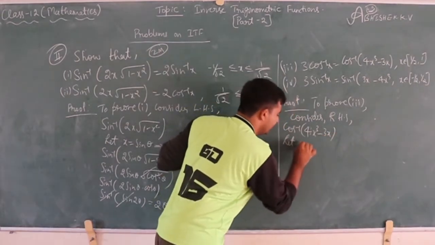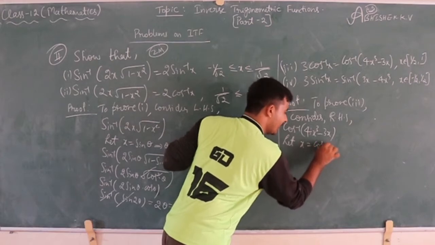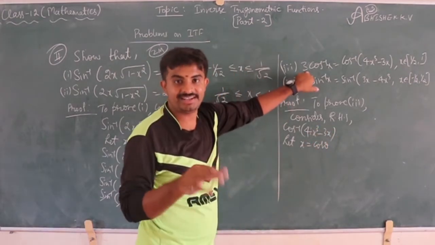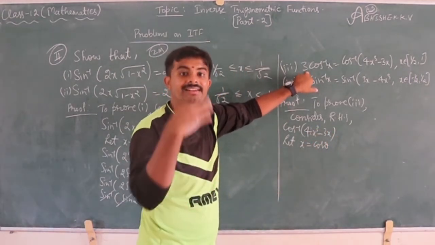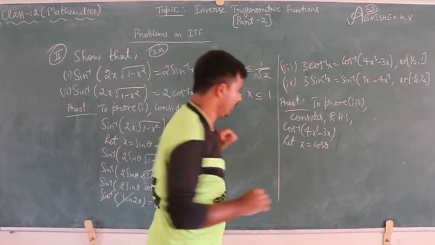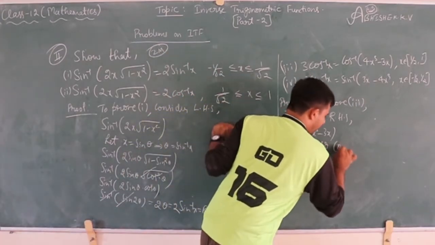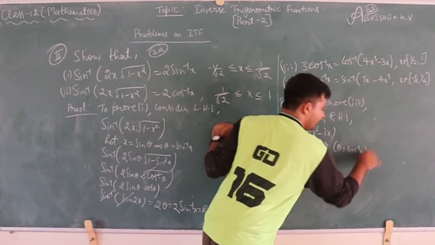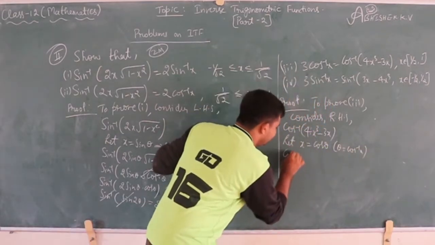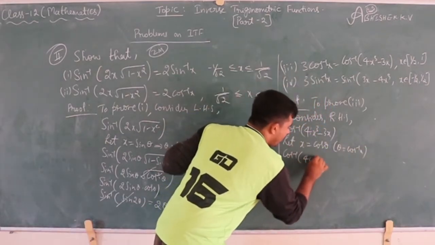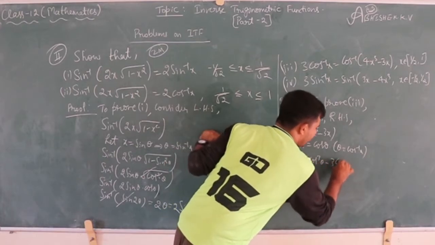Let us consider x is equal to cos theta, because we need to prove what? 3 cos inverse x. We need to consider that corresponding trigonometric ratio. Then this implies theta is equal to cos inverse x. Then cos inverse of 4 cos cube theta minus 3 cos theta.